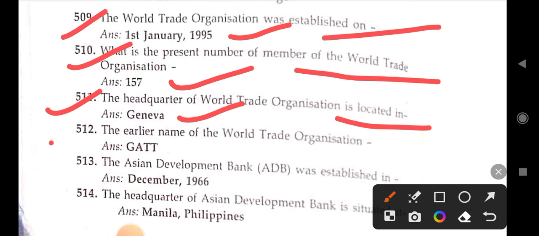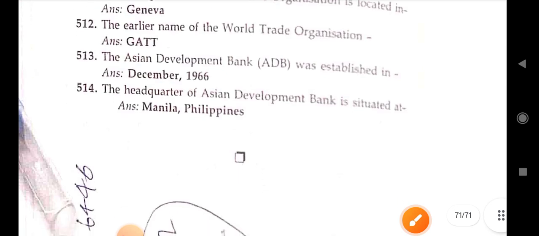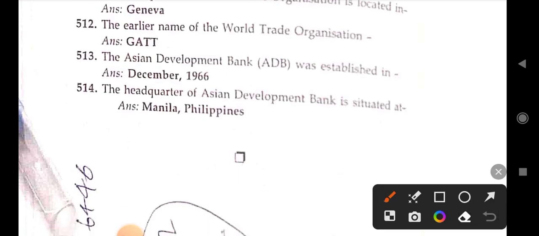The earlier name of the World Trade Organization is GATT. The Asian Development Bank, ADB, was established in December 1966. Next, last question. Economics. The headquarters of the Asian Development Bank is situated at Manila, Philippines.